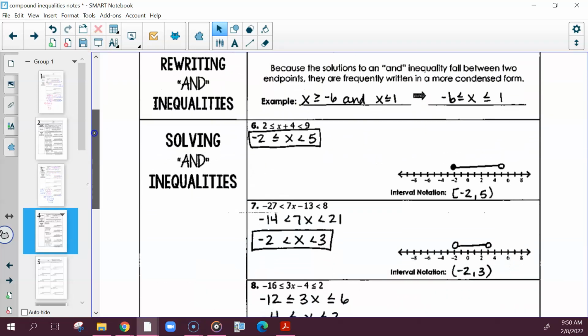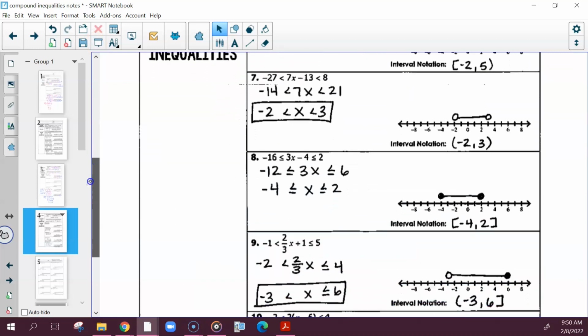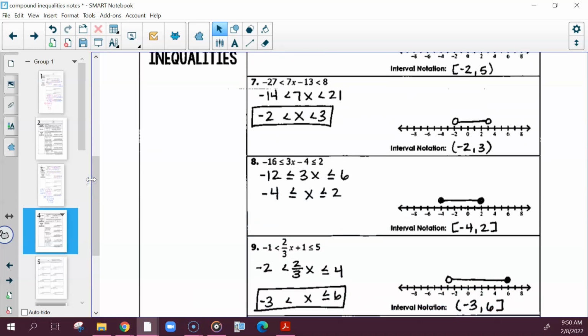And then for the and, we did 6, we did not do 7. So for 7, the inequality itself was -2 is less than x, which is less than 3. So both open circles, both parentheses, from -2 to 3. And then for 8, -4 is less than or equal to x, which is less than or equal to 2. Both closed circles, so both square brackets going to x.